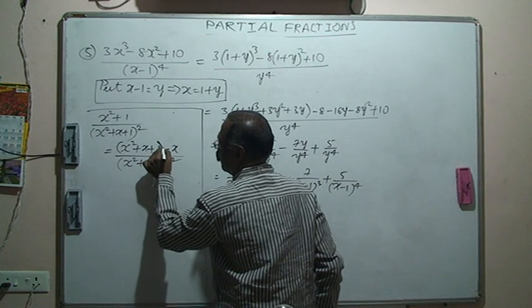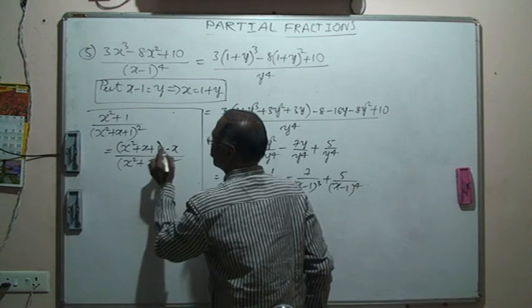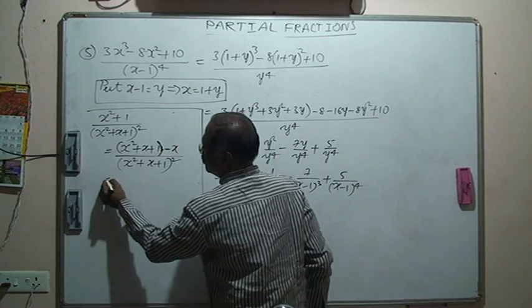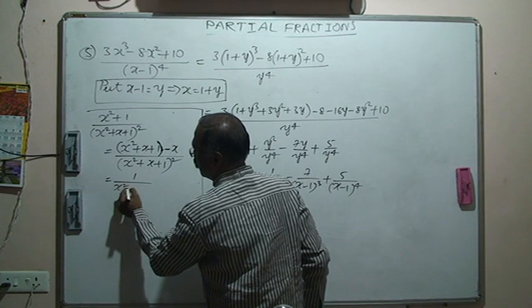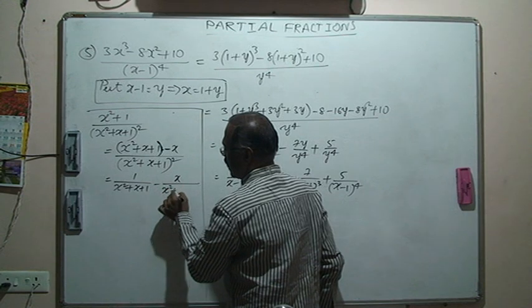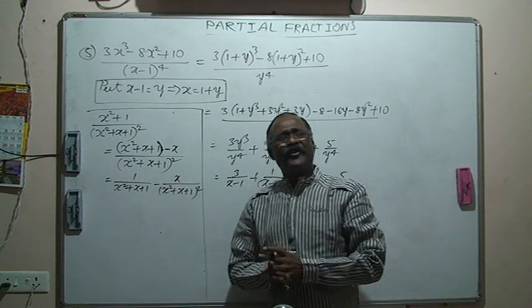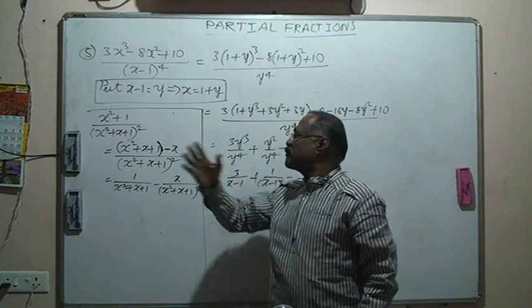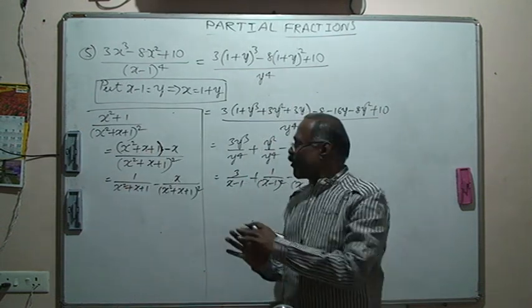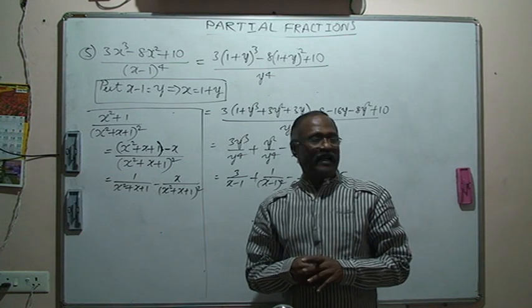If you split it, what are you getting? Just see that. Getting cancelled? 1 upon x square plus x plus 1 minus x upon x square plus x plus 1 whole square. Done. It is done without using any method, with a simple adjustment of the numerator. We did this problem. Just understand the different techniques here.